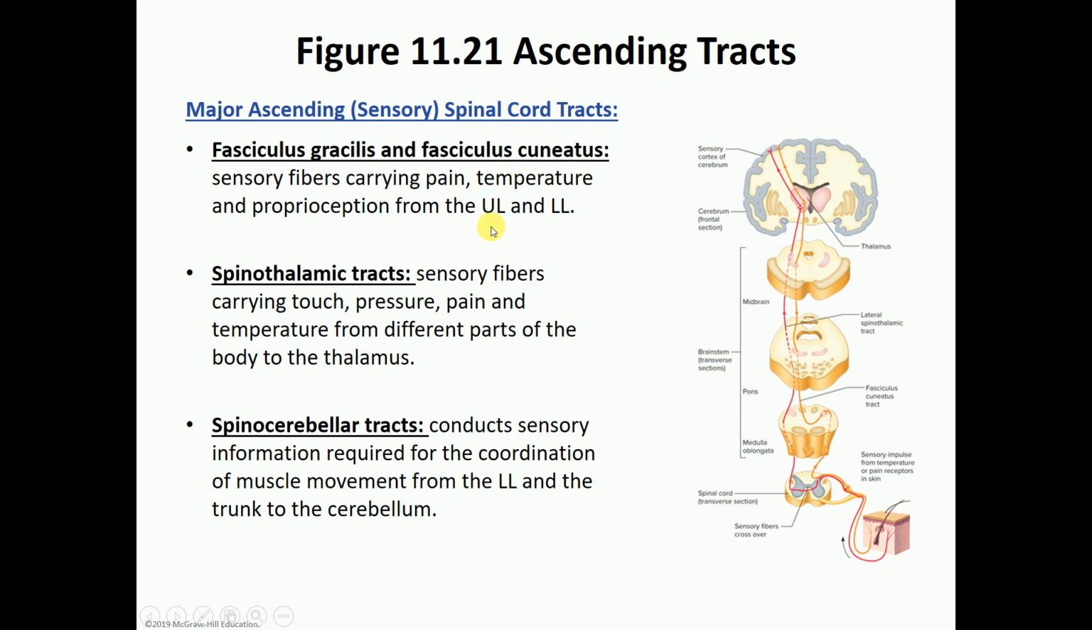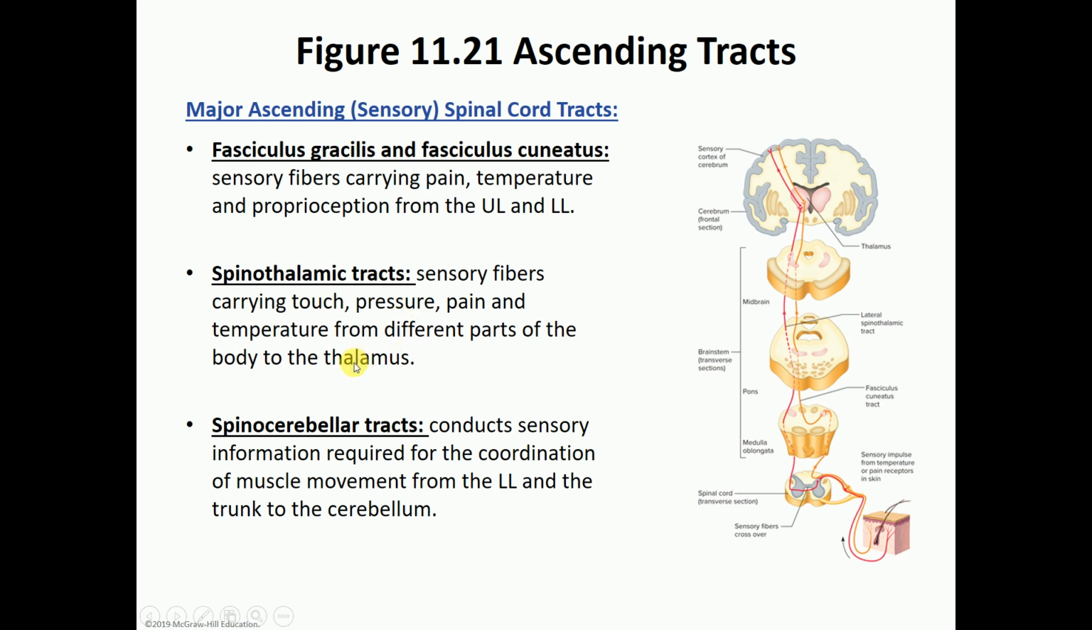The spinothalamic tract, and the good thing about these tracts, at least most of them, is that you can tell where they're going by their name. So spinothalamic would be going from the spine to the thalamus, which means that it is ascending, and which also means, since it's going to the thalamus, it has to be carrying sensory information. Remember, thalamus is your gateway for senses, except for smell. So it can carry sensory fibers that have touch, pressure, pain, and temperature from different parts of the body to the thalamus.